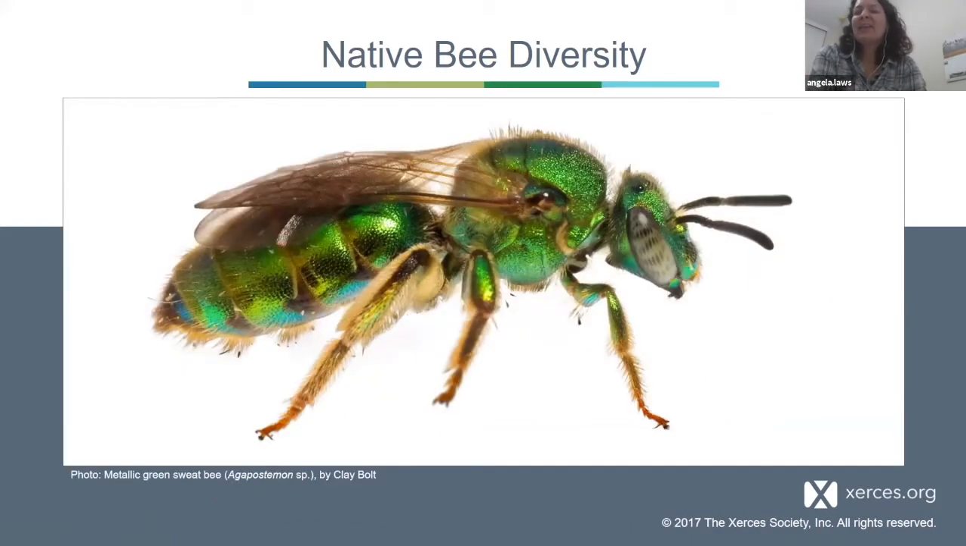This is a metallic green sweat bee. These are beautiful animals. They're really striking. They're also really common. So if you start watching for bees in your garden, you'll probably see some of these. You can see they have these long hairs on the hind leg that they use for collecting pollen. So a lot of bees carry their pollen on their legs.